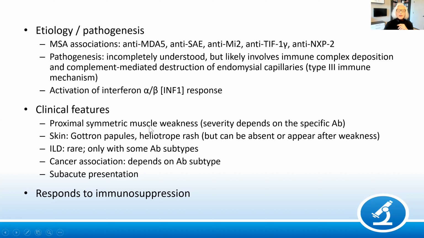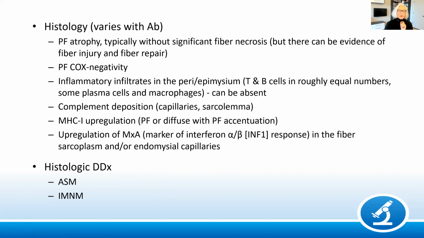Now, one thing that does tie these together and says they are all part of one spectrum, or that they share a similar disease mechanism, is that they all show activation of the interferon alpha beta or interferon type 1 response. And we can use that marker MXA that I mentioned before as a readout for this particular response. So that's why that antibody tends to be very useful in dermatomyositis cases. Here are the shared clinical features, but again, they will depend on the antibodies, so they are not always going to be present. And so the entire clinical pathologic picture is antibody specific.